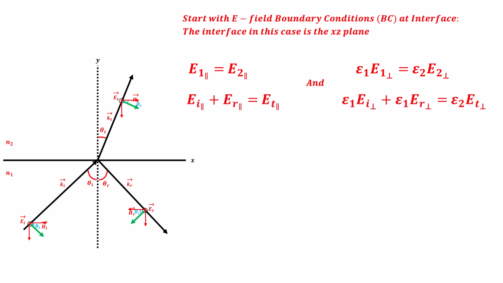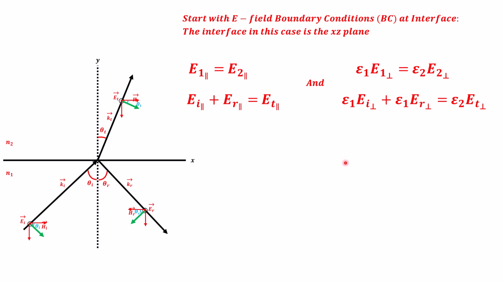We can also rewrite the tangential electric field in the first medium as the sum of the incident and reflected electric fields. And because there's only the refracted component in the second medium, it will be equal only to E_T. We can do the same for the normal components.